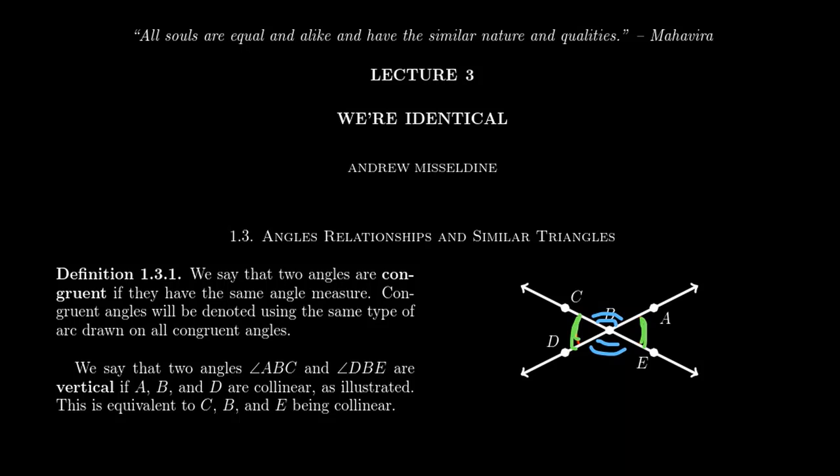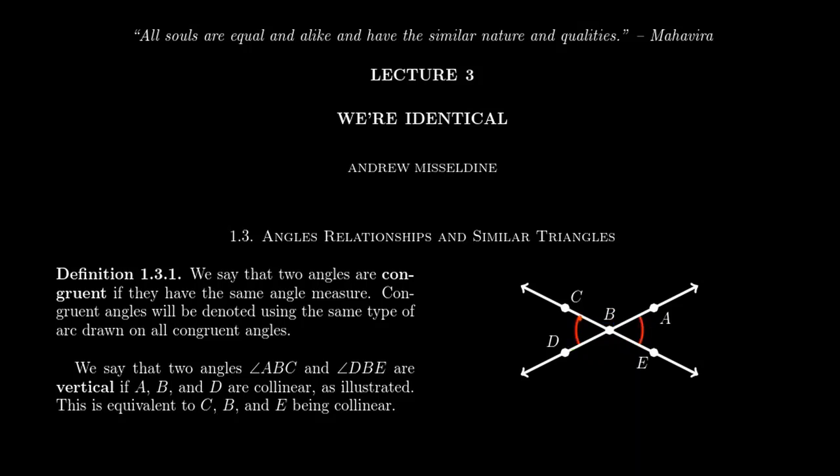So given the intersection of two lines, you always get these two pairs of vertical angles. Not sure why they're exactly called vertical, right? I mean, horizontal, vertical, it has nothing to do with anything like that. It's just the terminology. The reason why vertical angles are important in this conversation of congruence is that vertical angles are necessarily congruent to each other. And let me explain why that is.